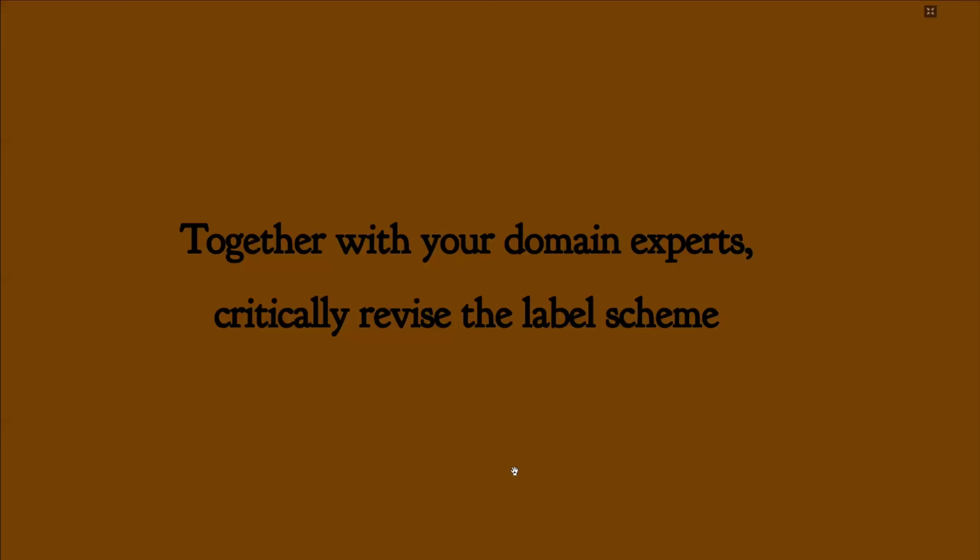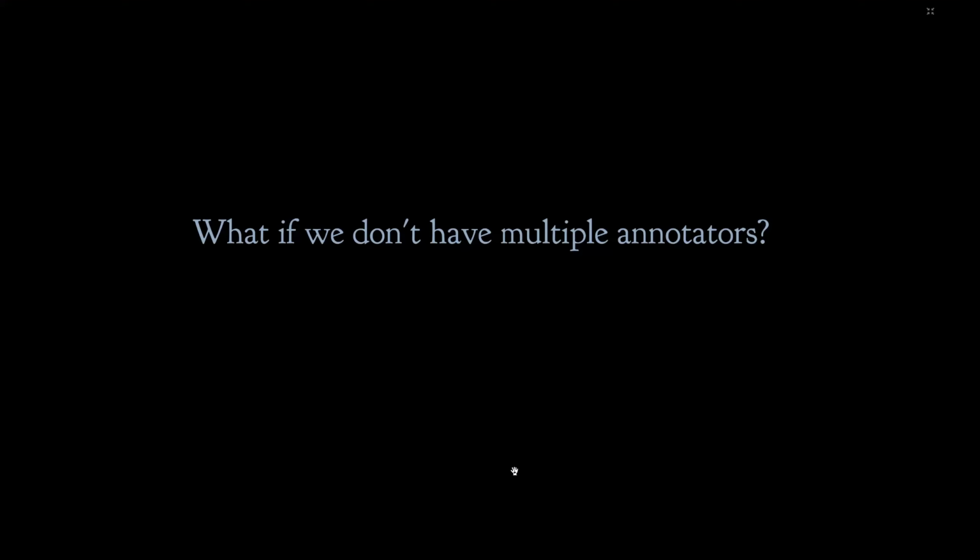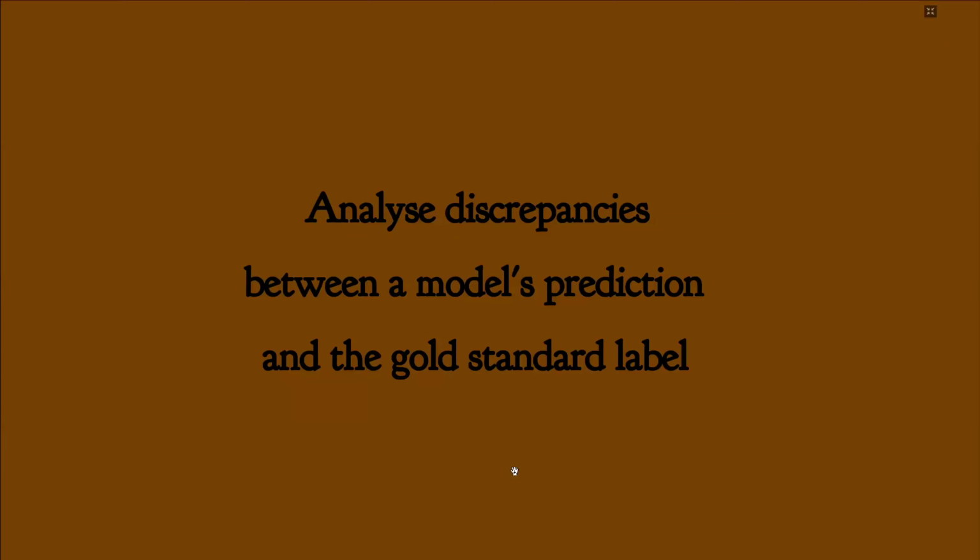As a general tip, I would definitely say, together with the domain experts, critically revise the label scheme. You might be saying, well, that's all fine and dandy, but what if you don't have multiple annotators? I know that a lot of projects currently don't have access to all of these domain experts, which cost a lot of money and time. So clearly that's a concern. But if you don't have multiple annotators, let's say you don't even have one. Let's say you have 0 annotators.